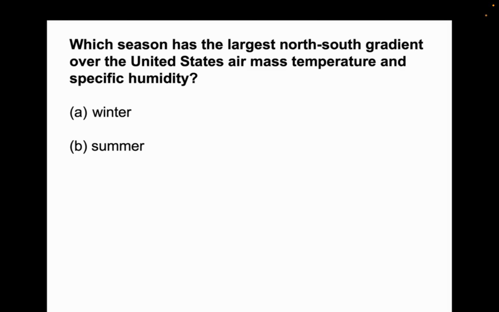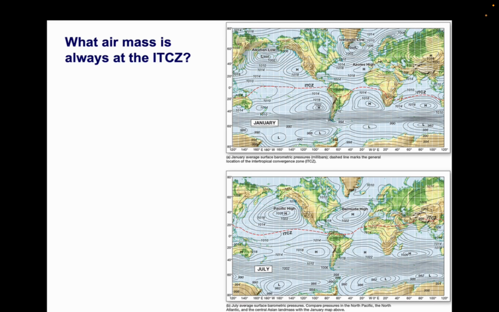So if I ask you which season has the largest north-south gradient over the United States, I'm sorry about the typo. This doesn't make sense. But what I wanted to ask you was which season has the largest north-south gradient over the United States? If you're looking at air temperature and specific humidity, we have a large gradient during the summer season compared to the winter season, right?